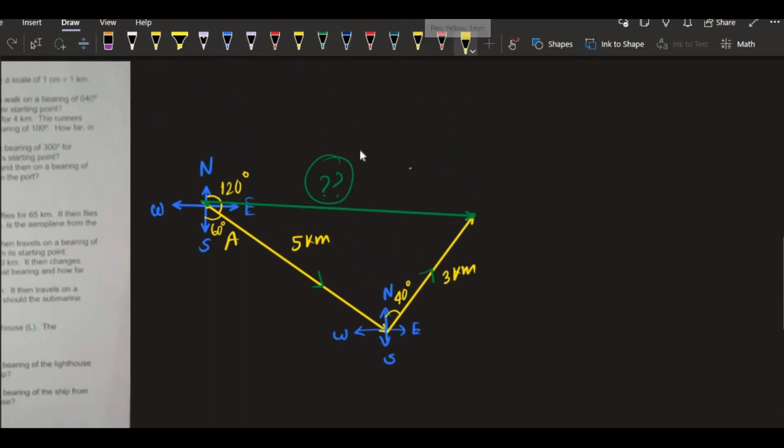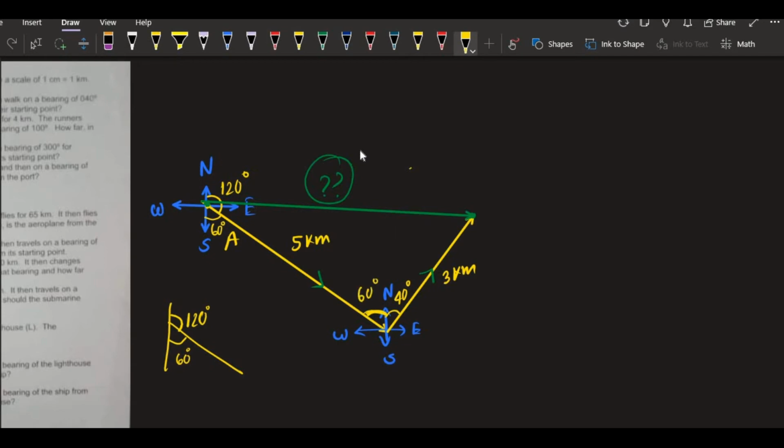See, the angle here is supposed to be 60 degrees because the angle in a straight line is always 180. So if this is 120, this has to be 60. So if this is 60, this has to be 60 because these two are parallel lines. Alternate angle, the concept of alternate angles.